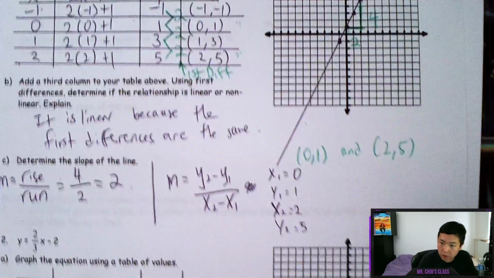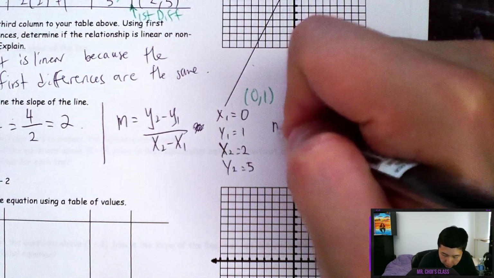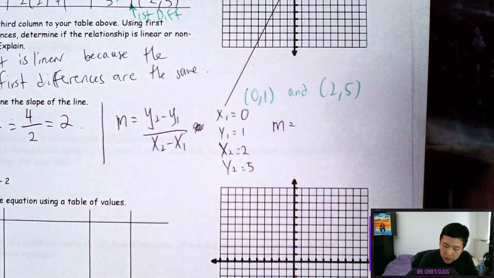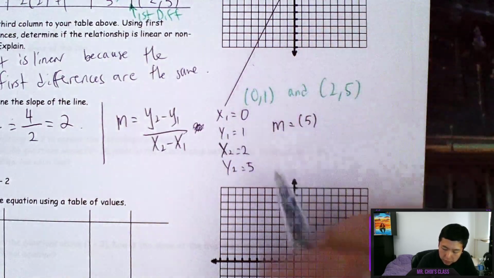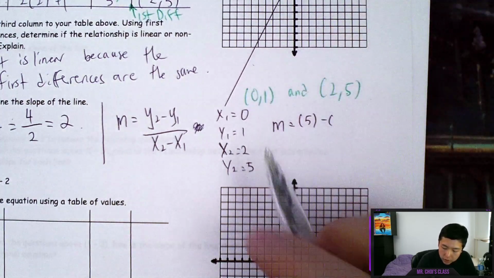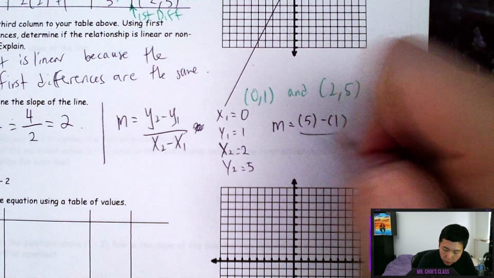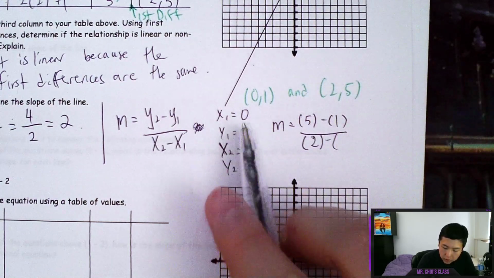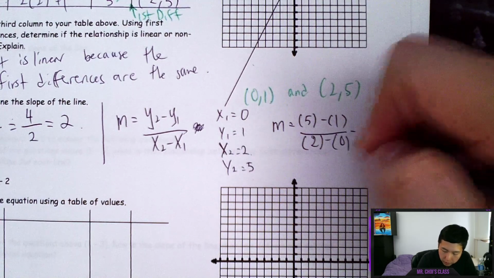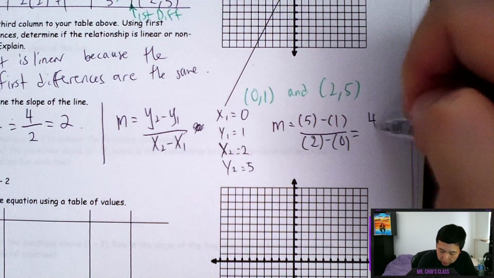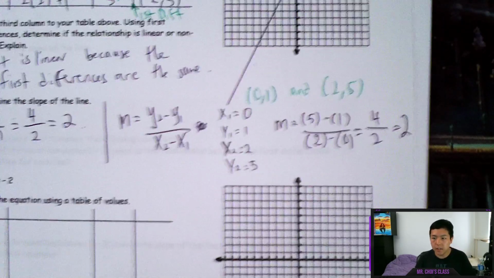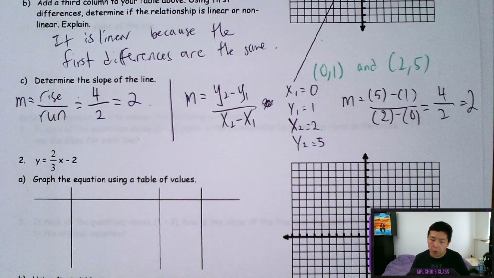Then we can plug it into our formula. Right? So we have our x1, y1, x2, y2. We plug in y2, which is 5, as we wrote down here. y1 is 1 over x2, which is 2, and then x1, which is 0. When we solve that, 5 minus 1 is 4, 2 minus 0 is 2, and look at that, we get the exact same answer. So it doesn't matter which method of slope that you like using, right?